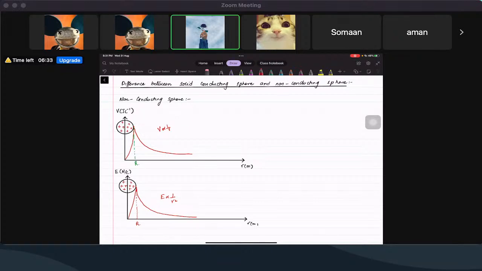Sir, do we need to know why it is straight inside and then there's a curve outside? No, you don't need to know. Okay. You just need to know that the shapes are like this.